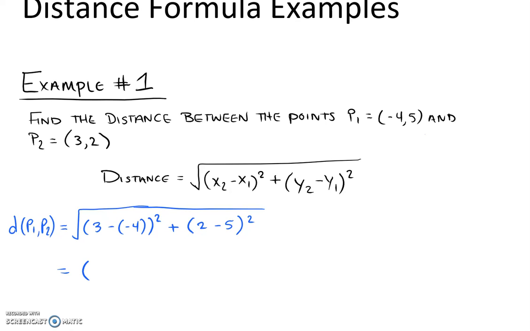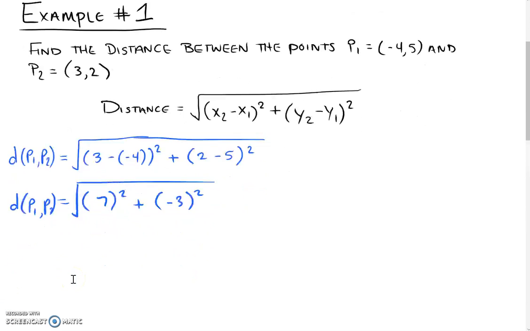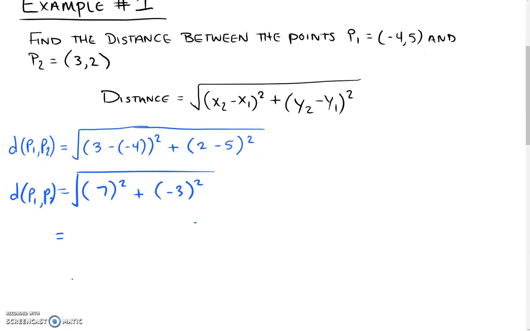So for the first part, we have 3 minus negative 4, which would give us a positive 7 squared. For the next one, we'd have a negative 3 squared. Remember, that's all square rooted. Okay, and from here on out, we're just going to continue this, and what we are going to get is simply 49 plus 9. Remember, a negative squared is simply saying negative 3 times negative 3, which would give you a positive.